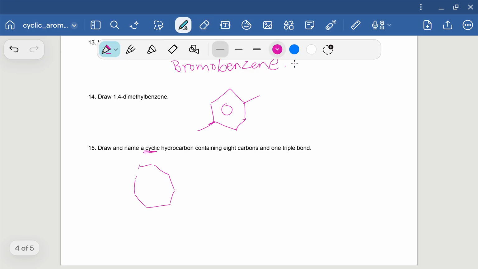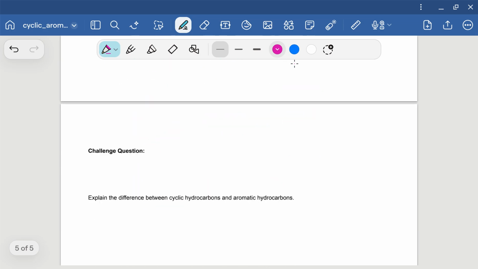So I have 8 carbons. Oops, that's 1, 2, 3, 4, 5, 6, 7, 8. And then my lines are messy, but if I wanted to put a triple bond, again, pick wherever you want, make it clear that you have a triple bond there. And then we are going to name this. So if it's 8 carbons and it's connected, we have cyclooctane and then YNE for that triple bond. Again, it's assumed to be between carbon 1 and 2, so we don't have to say where it is.